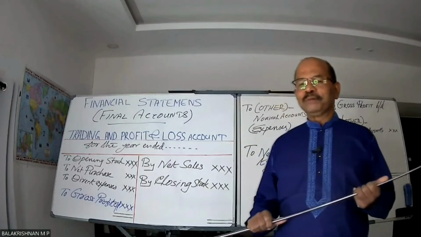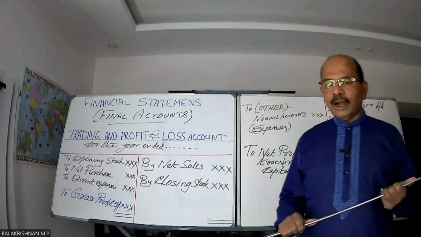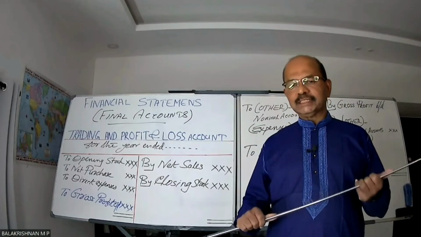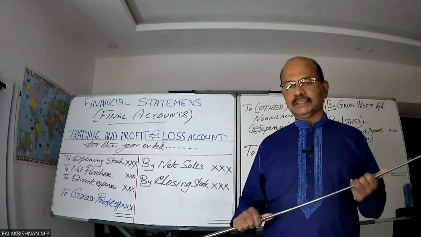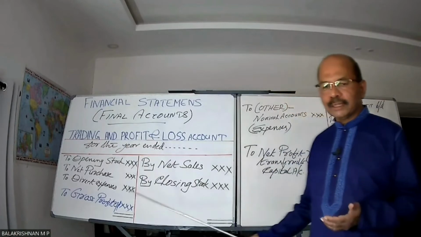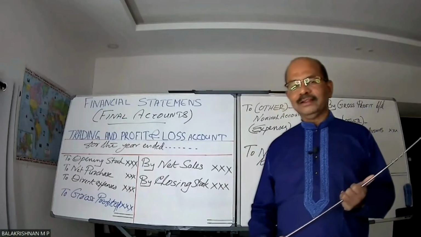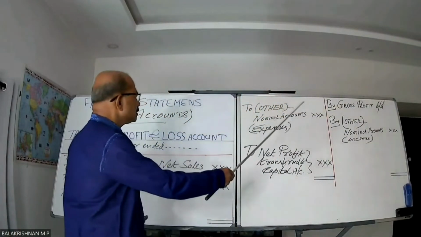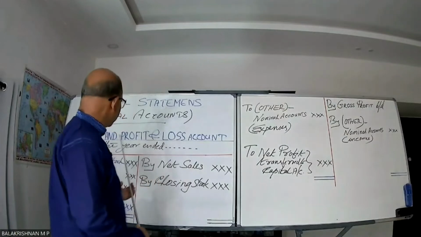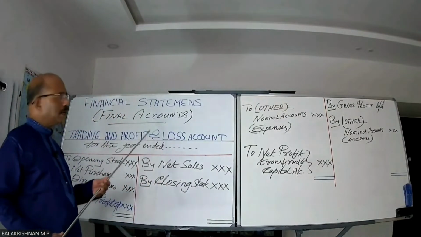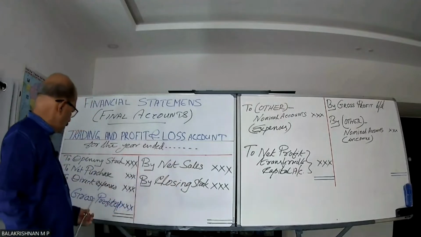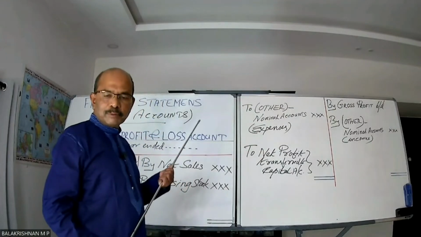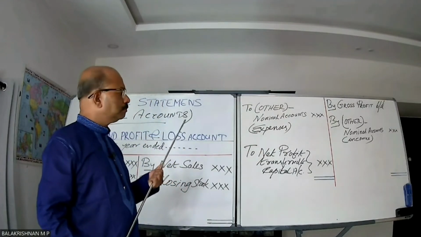Now, gross profit is not my final profit. I have an office, I have administrative expenses, selling and distribution expenses, and miscellaneous expenses like interest, commission, etc. These are also to be charged to this gross profit. Then only will I get the final profit, is it not? That process is done through the profit and loss section of this account. Once you have written trading and profit and loss account here, you need not write profit and loss account again. It's implied. So the gross profit you will first bring down here, into the profit and loss section of this account.